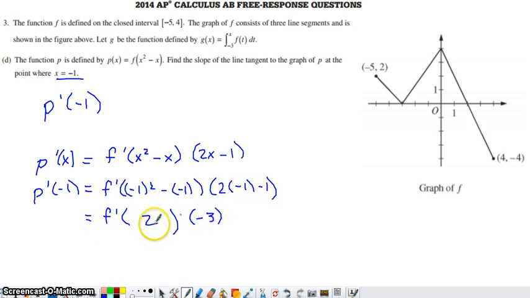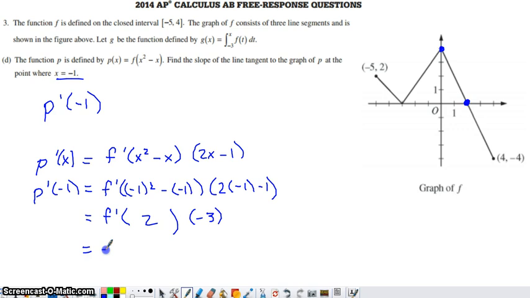So what's f prime of 2? Well, f prime of 2 is going to correspond to the derivative of f at this point. The derivative of f would be the slope of the tangent line to f at 2. And that's going to be, since this is a line segment, whatever the slope of this line is. And the slope of this line, if you use rise over run to get from this point to this point, you have a rise of -4, a run of 2. So that'd be -2 for the slope of this line.